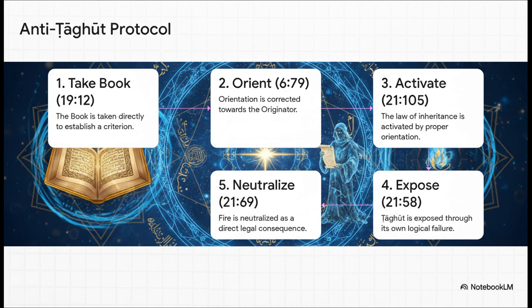Step 1, you take the book directly. Step 2, you use it to correct your orientation. Step 3, doing that activates your inheritance. Step 4, now from that position of strength, you can expose the false authority. And finally, step 5, that exposure neutralizes its power. See how each step just logically flows into the next?